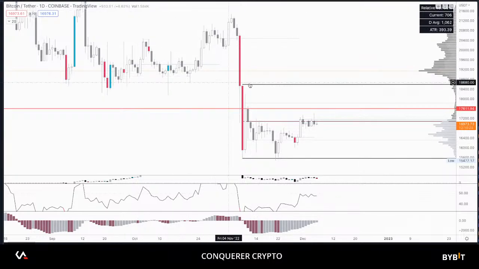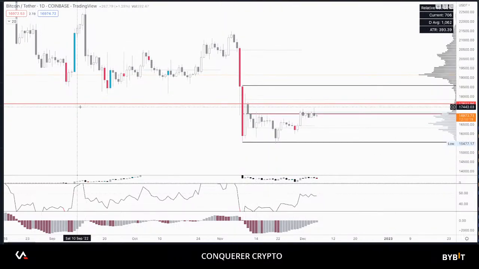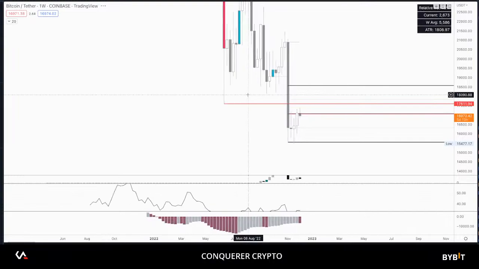Oh, I'm sorry, this is a daily, this is the daily range. I'm sorry, not monthly. Monthly range was this, red line. And let's see what else we have.